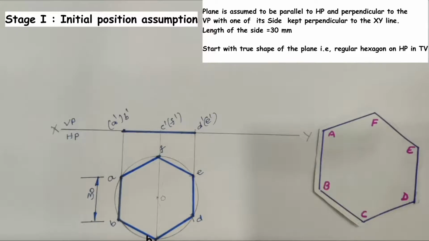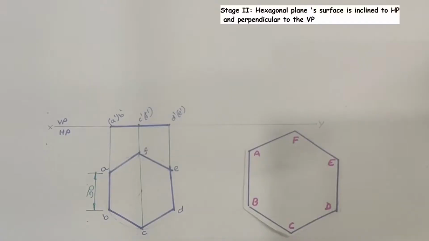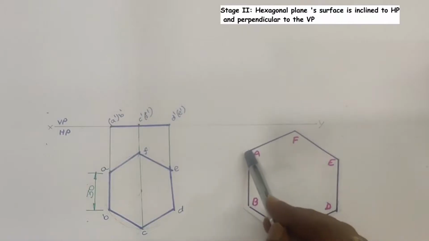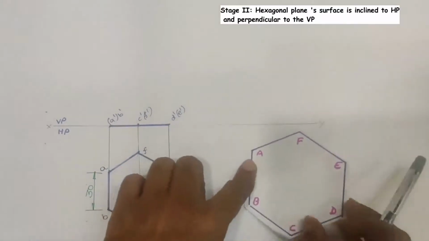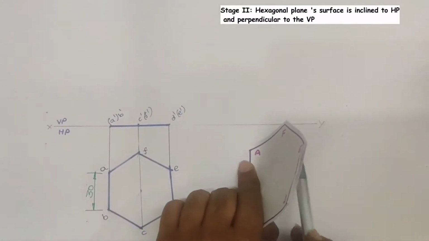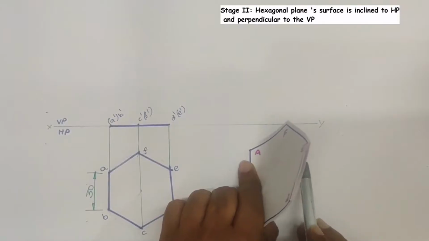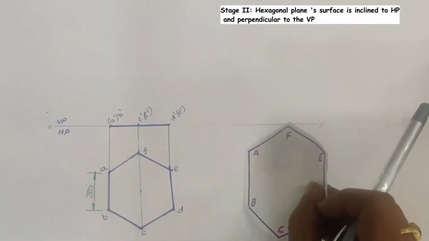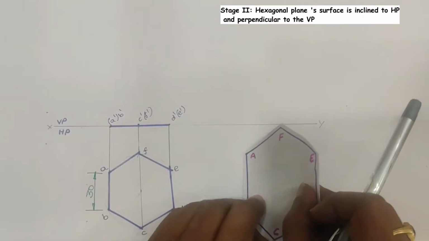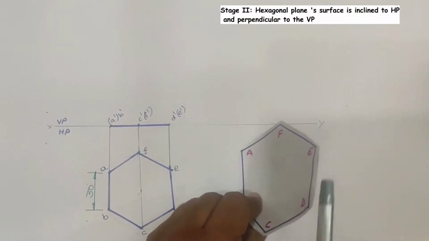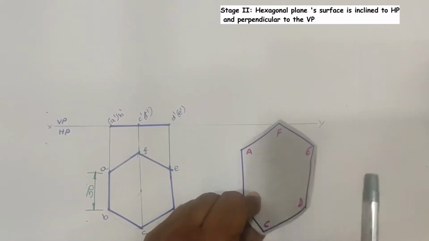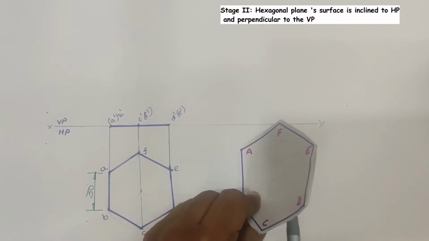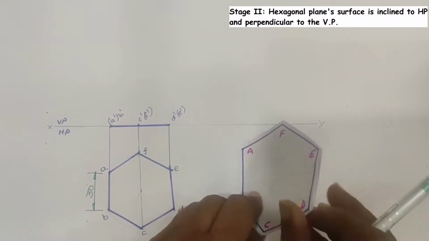Then we will move towards the second stage solution. In the second stage, the hexagonal plane is resting on its side, say AB on HP, and its surface is inclined with an angle of 45 degrees to the HP. In this position, that is, the plane is inclined to HP and perpendicular to VP, we need to draw front view as well as top view of the hexagonal plane.